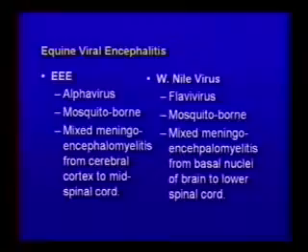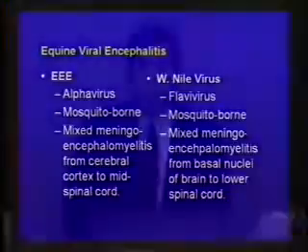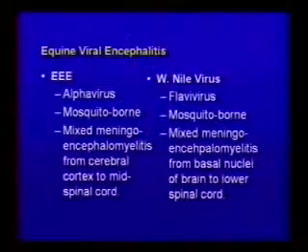Both of these viruses are mosquito-borne, and the reason this is important is that they tend to occur during mosquito outbreaks, such as this time of year and slightly earlier. That would be the late summer and the fall. Both of them cause a mixed meningoencephalitis. They infect the meninges, the brain and the spinal cord, causing a mixed inflammatory infiltrate. And when I say mixed, what I mean is that it's both neutrophils and lymphocytes. The difference that we see in these two viruses is the location of the lesions within the brain and spinal cord.